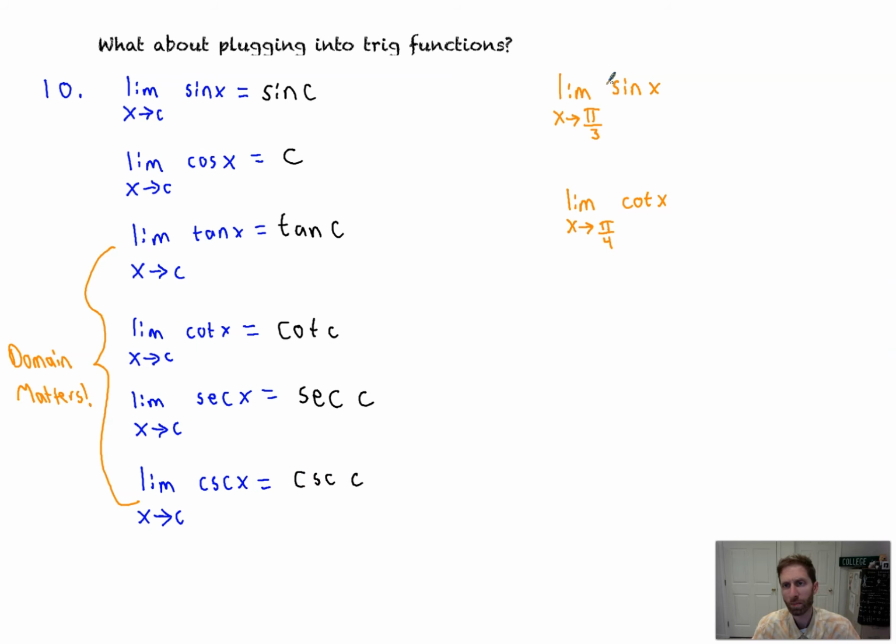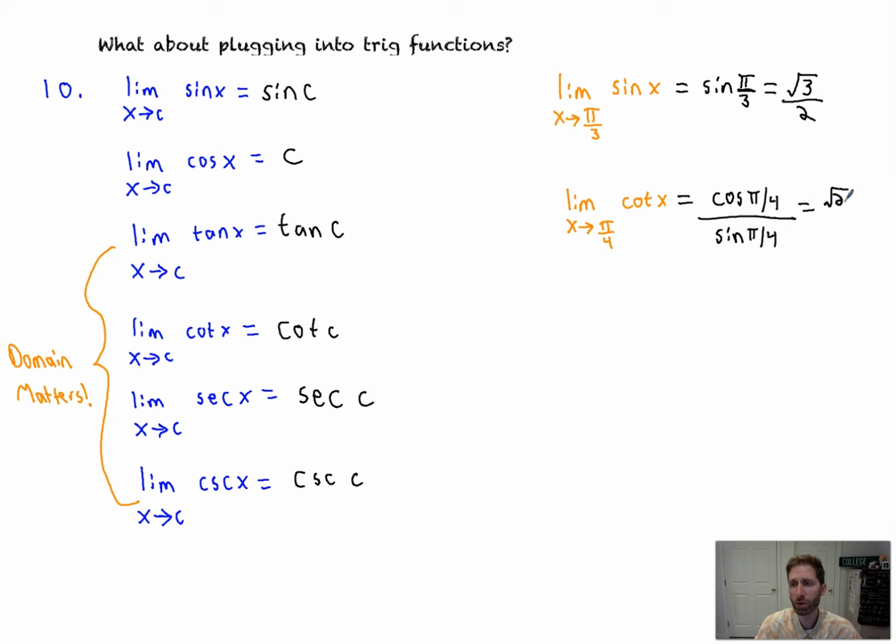So specifically with numbers, if you get the limit as x goes to pi over 3 of sine of x, that is just equal to the sine of pi over 3, and you best be knowing your unit circle. The sine of pi over 3 is equal to the square root of 3 over 2. The limit as x goes to pi over 4 of cotangent of x. Pi over 4 is in this domain. This is the same as cosine of pi over 4 all over sine of pi over 4, and that will give you root 2 over 2 over root 2 over 2, which is the same number divided by itself, is 1. Trig functions, you can plug them in.